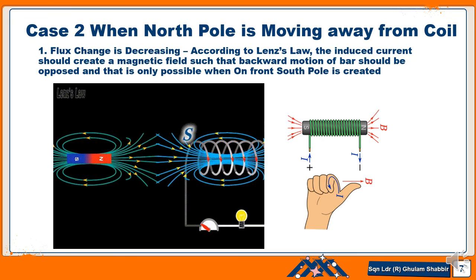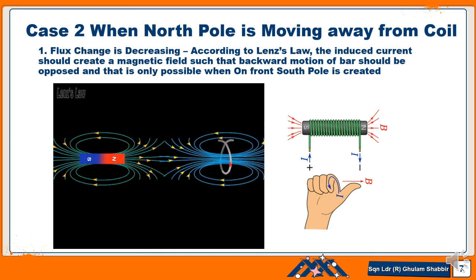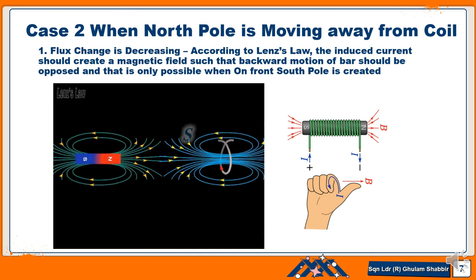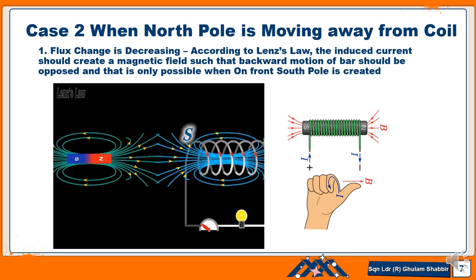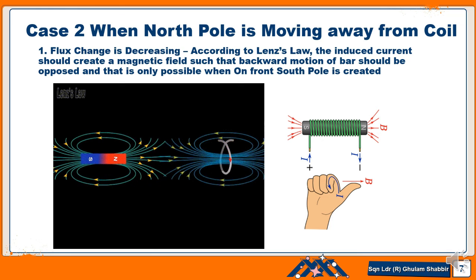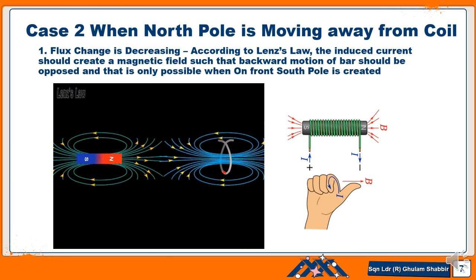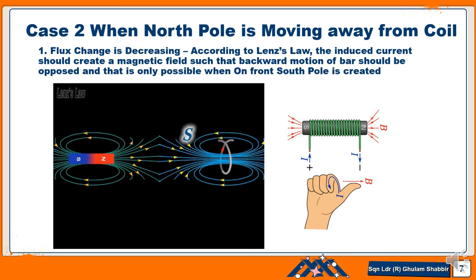So Lenz's law is to determine the direction of the current, and Faraday's law describes how EMF is induced. If there is a change of magnetic flux in the coil, then there will be an induced EMF. Otherwise, there will be no induced EMF.